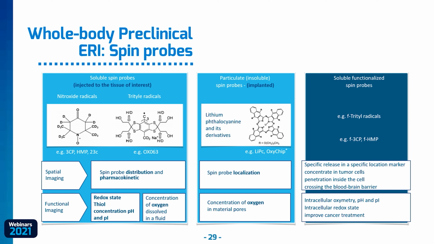These days, research is focused on increasing the effectiveness and functionality of soluble spin probes. Those probes have big potential due to their properties, such as accumulating in specific localizations of the body, for example, tumor cells. They can also penetrate the cells or cross the blood-brain barrier.